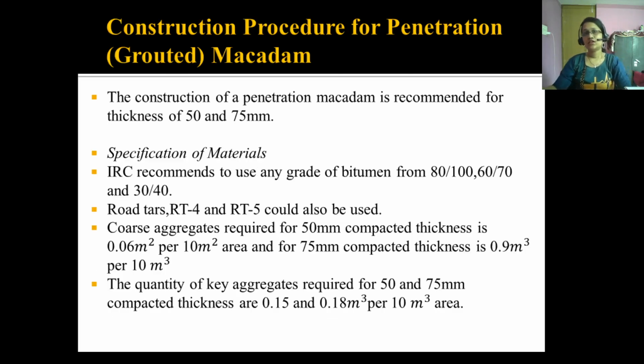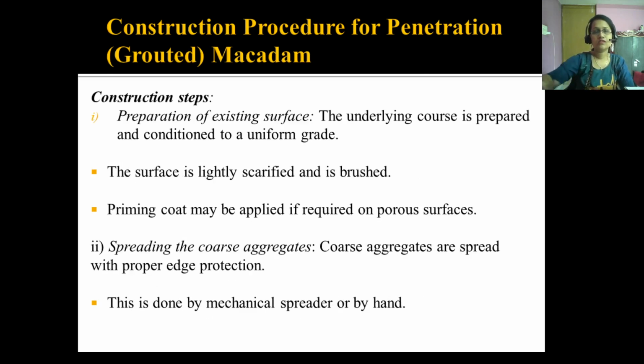Next is the construction procedure for penetration macadam. Construction of penetration macadam is recommended for thicknesses of 50 and 75 mm. Specifications of materials: road tars RT4, RT5 could be used. The quantity of coarse aggregates required for 50 and 75 mm compacted thickness are 0.15 and 0.18 meter cube per 10 meter square area. What are the construction steps?